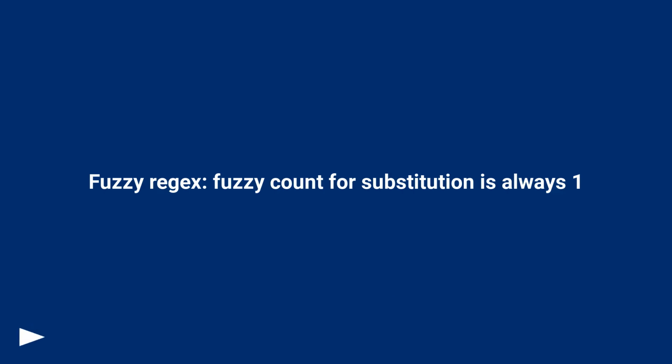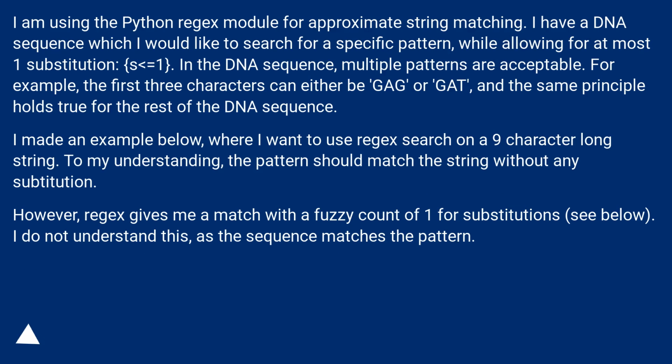Fuzzy regex. Fuzzy count for substitution is always 1. I am using the Python regex module for approximate string matching. I have a DNA sequence which I would like to search for a specific pattern, while allowing for at most one substitution, s equals 1.